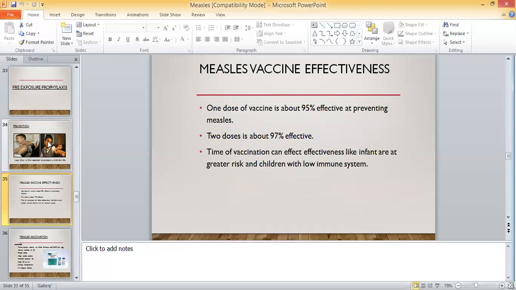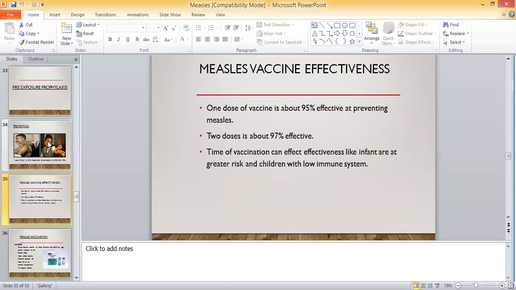One dose of vaccine is about 95% effective at preventing disease. The second dose provides immunity up to 97%, some say 99%. The time of vaccination can affect effectiveness, as infants and children with a low immune system are at greater risk, so the timing of vaccination is very critical. In Pakistan, the first dose is given at 9 months, because up to 9 months maternal antibodies protect the child.